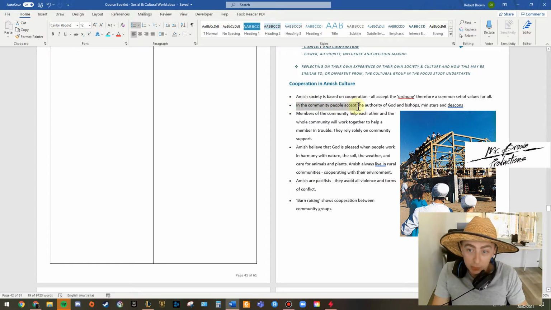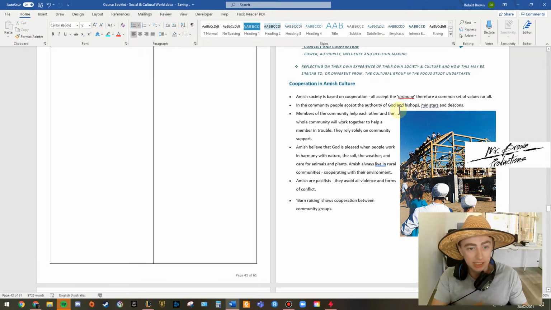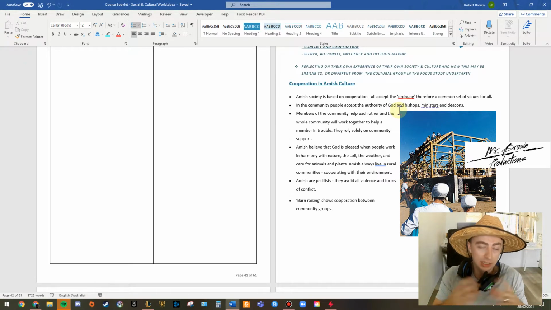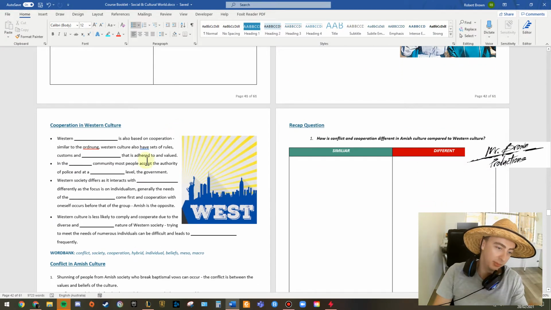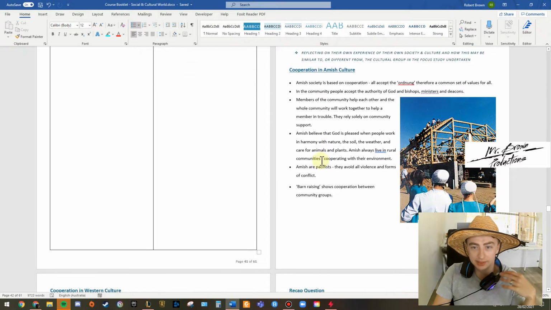In the community, people accept the authority of God, bishops, ministers, and deacons. So, again, that's cooperation. They're accepting their authority. They're accepting it as law. And if people aren't going to cooperate with that, that's when conflict comes. But we'll get into that a little bit later. But generally, the consensus is that people are going to cooperate by following those rules, laws, and expectations.